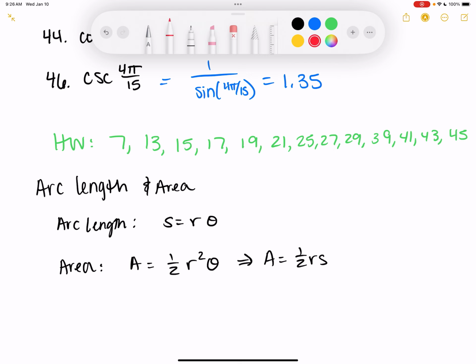Other really important thing to note, theta must be in radians. So if it's not given to you in radians, you need to convert it, using the conversion factor that we got the other day, the pi over 180. And I will say, the biggest reason people get these problems wrong is because they don't convert theta.